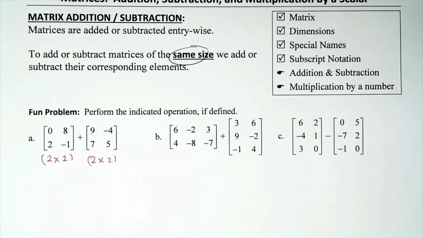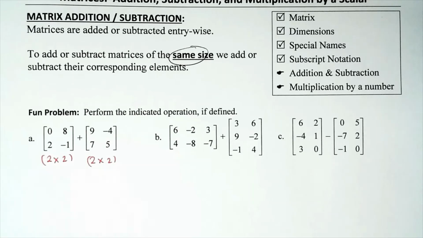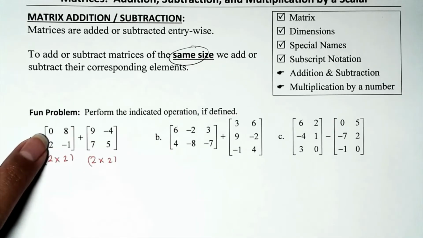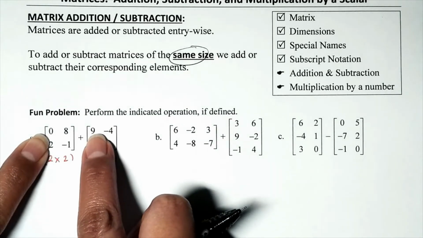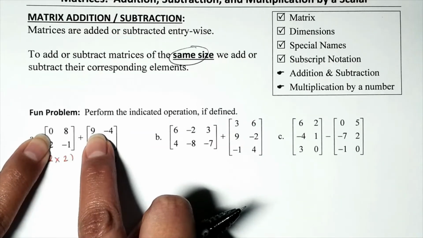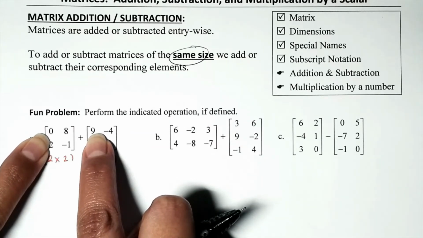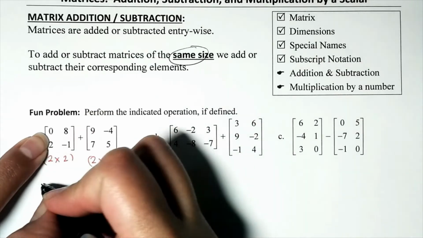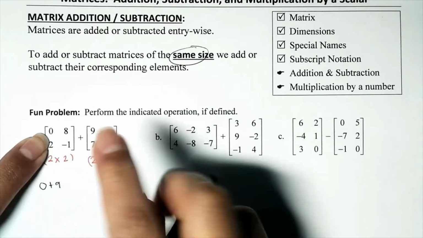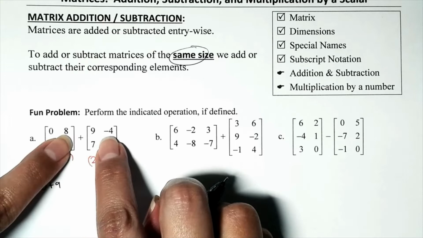So the question is, is the sum defined? And the answer is yes, because the sizes are the same. So now we have the green light to add. Now I know that you can add in your head, but I highly recommend that you speak to yourself, so show your thought process. So let's go ahead and add entry wise. So 1 1 entry plus 1 1 entry. So 0 plus 9, I know you know it's 9, but love yourself, show your thought process. 0 plus 9, let's go ahead and put that in the 1 1 entry. Let's finish that first row. 1 2 entry, that will be 8 plus negative 4.